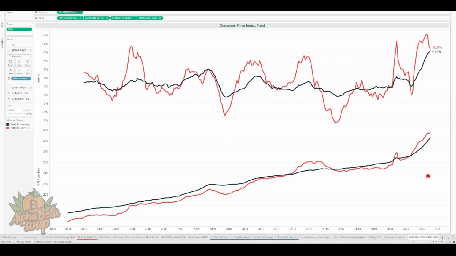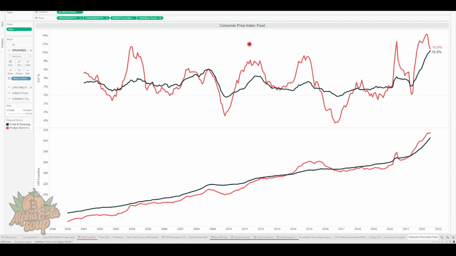One of the things that really plays a big role on CPI are food prices. The two most volatile parts of CPI are energy and food. Right now, we're going to talk about food. In this black line is CPI for all food and beverages year over year up here at the top. The red line are protein-rich foods, meat, poultry, fish, and eggs. Those are vital components of the food basket.